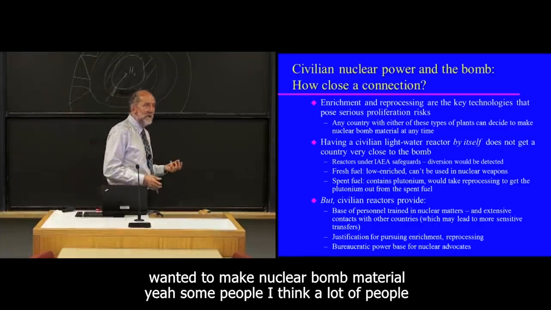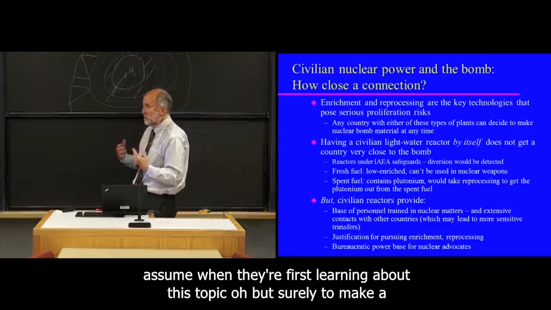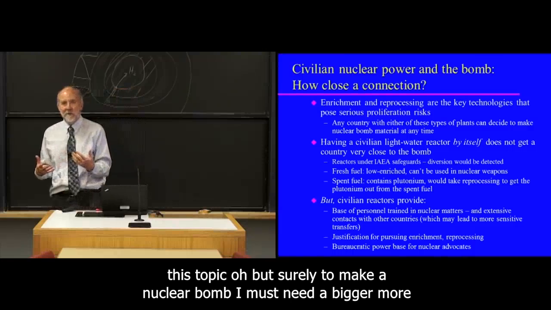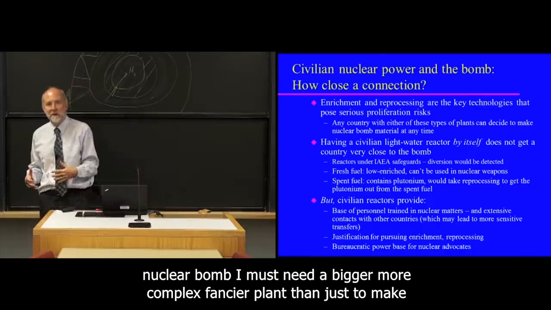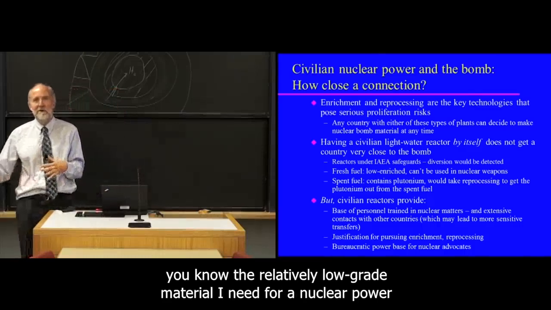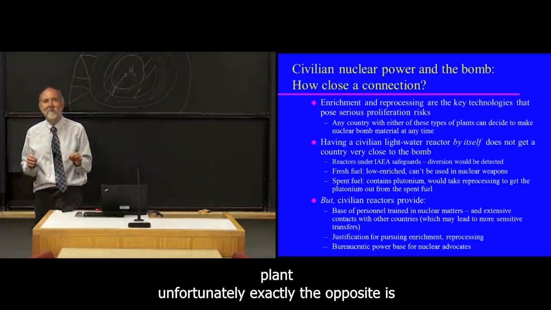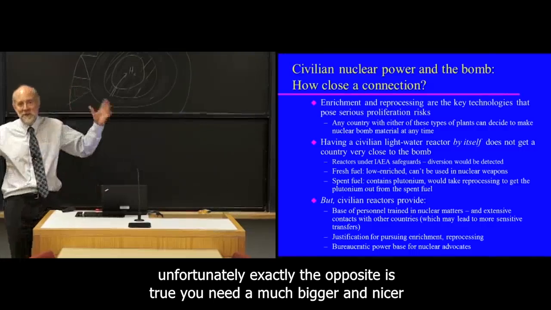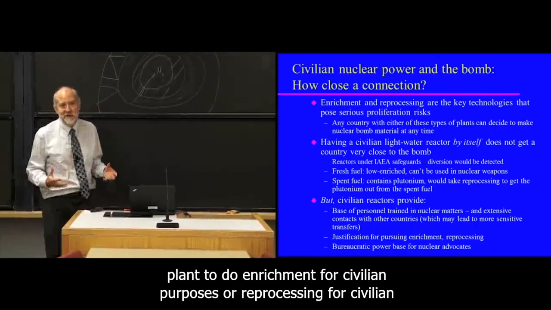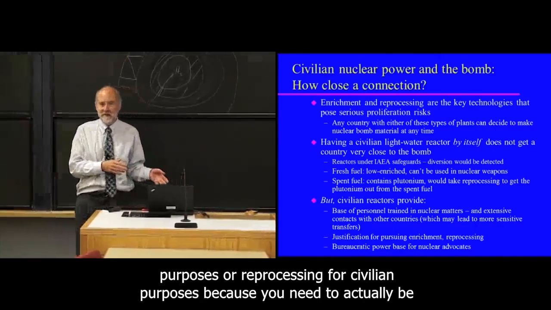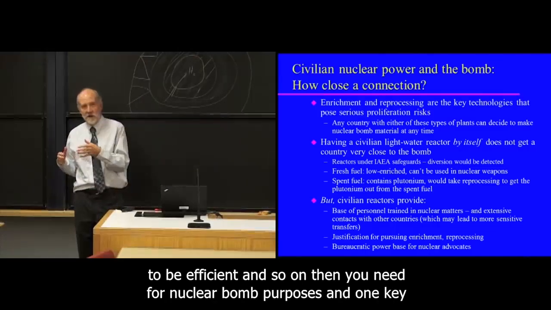Now, a lot of people assume when they're first learning about this topic, oh, but surely to make a nuclear bomb, I must need a bigger, more complex, fancier plant than just to make the relatively low-grade material I need for a nuclear power plant. Unfortunately, exactly the opposite is true. You need a much bigger and nicer plant to do enrichment for civilian purposes or reprocessing for civilian purposes, because you need to actually be able to make money out of it, so it has to be efficient and so on, than you need for nuclear bomb purposes.